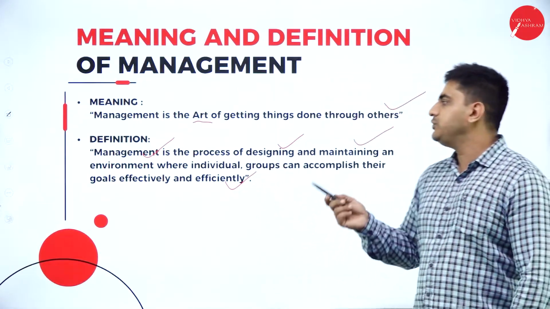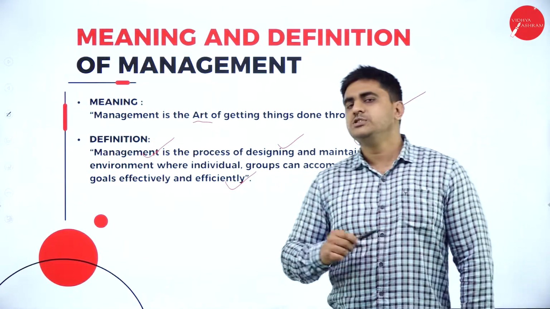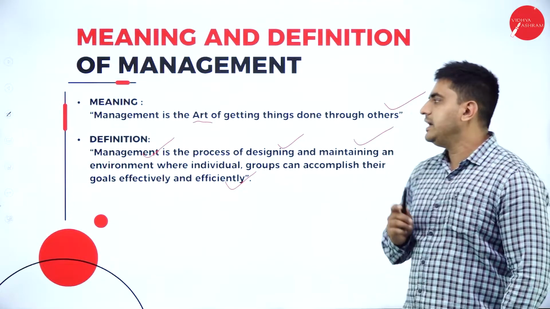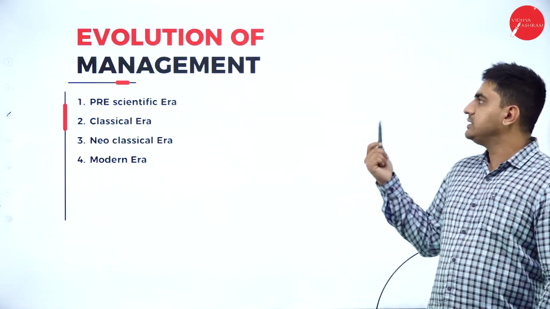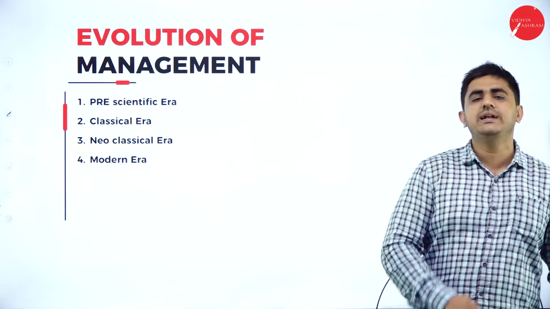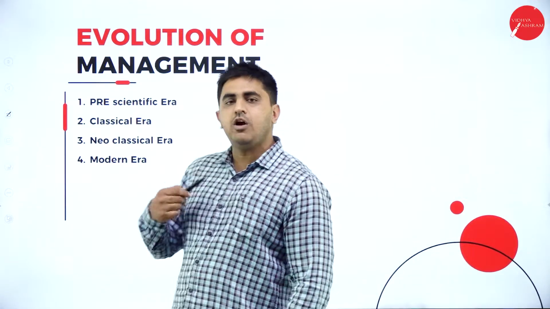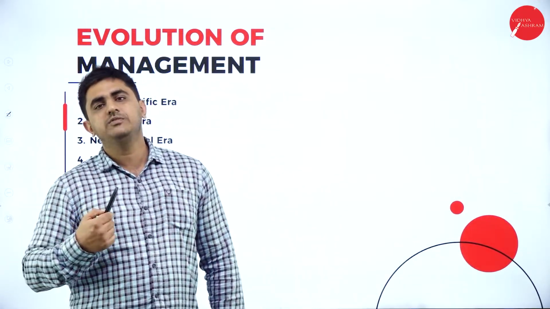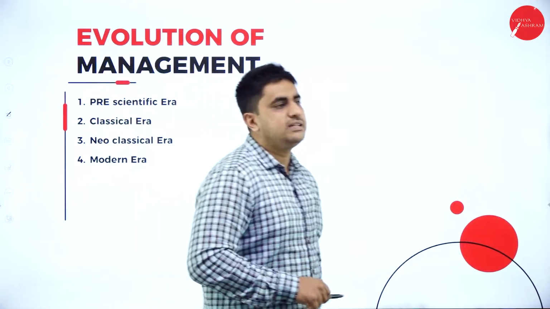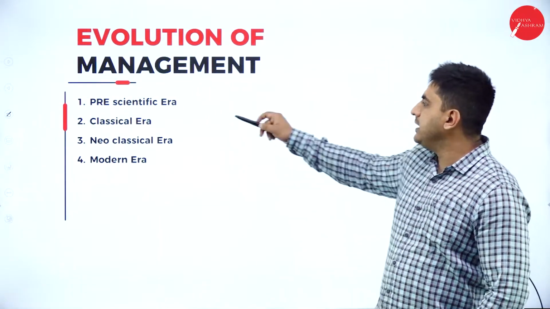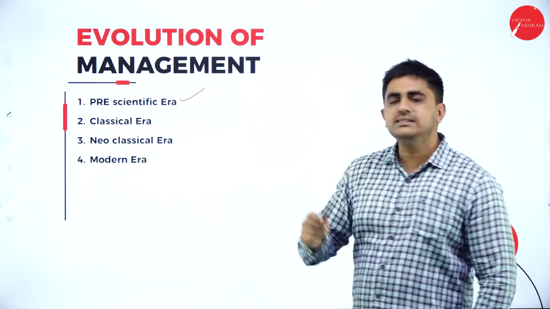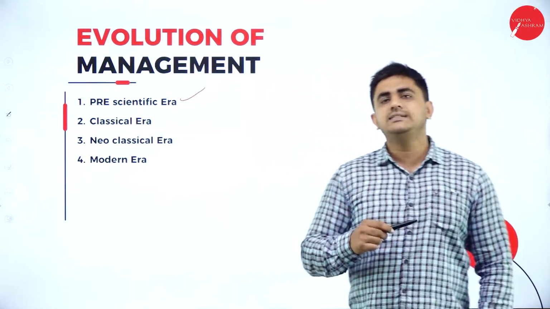So this process we call as management. So now we are done with the meaning of management. We will skip to the next, that is evolution of management. How management has evolved over various periods of time. That is how management was done in the pre-scientific era, that is in the ancient times before the industrial revolution.